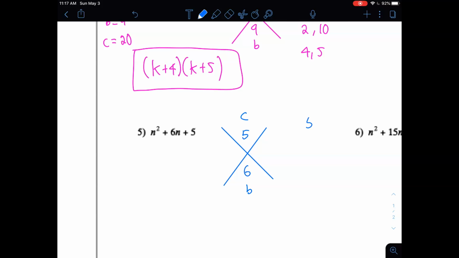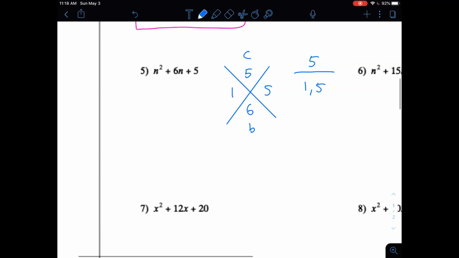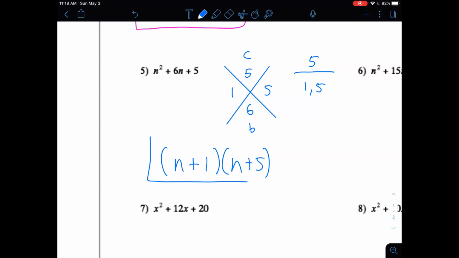So we need factors of 5, things that multiply to 5. Well, this was a pretty easy one. What multiplies to 5? There's only 2 numbers that work. It's going to be 1 and 5. So automatically, we know that 1 and 5 have to go here. So our final answer is going to be, remember, you do your parentheses, and you're going to put n and n. We're going to do n plus 1 times n plus 5. And there's our final answer.